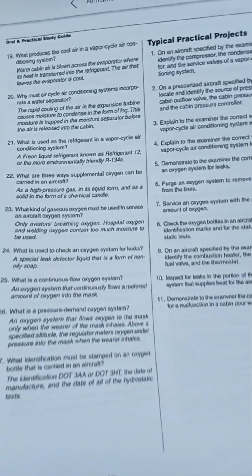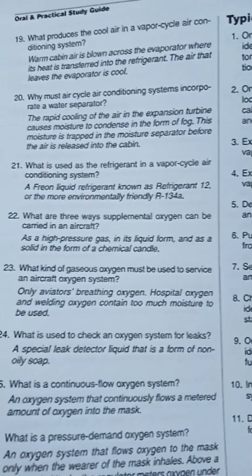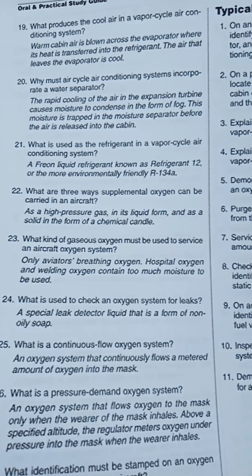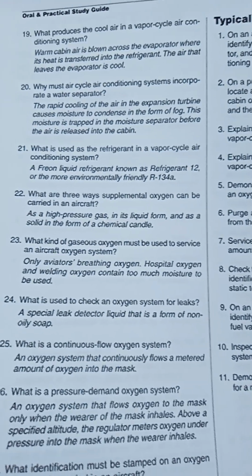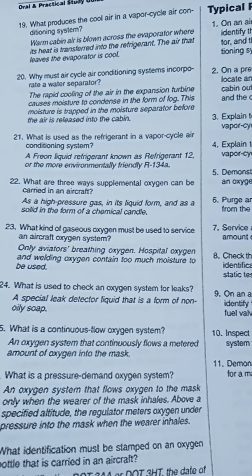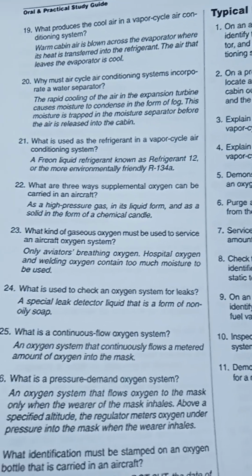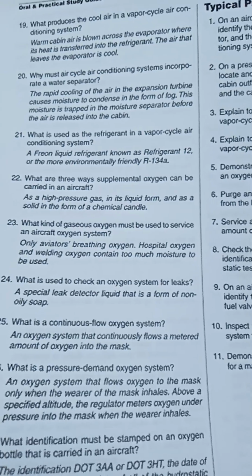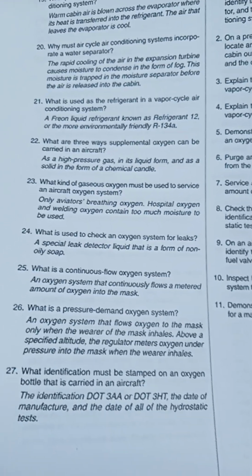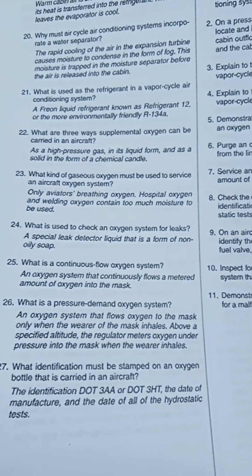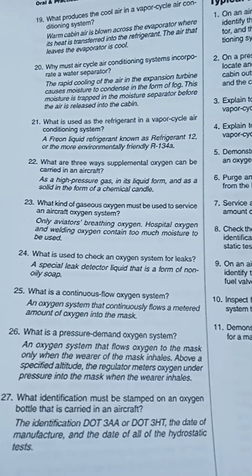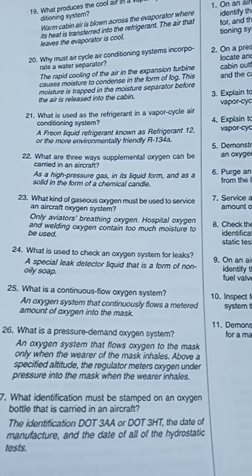Why must air cycle air conditioning systems incorporate a water separator? The rapid cooling of the air in the expansion turbine causes moisture to condense in the form of fog. This moisture is trapped in the moisture separator before the air is released into the cabin. What is used as a refrigerant in a vapor cycle air conditioning system? A freon liquid refrigerant known as refrigerant 12 or the more environmentally friendly R134A.